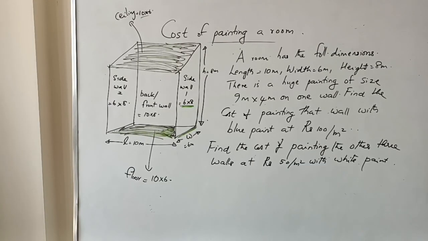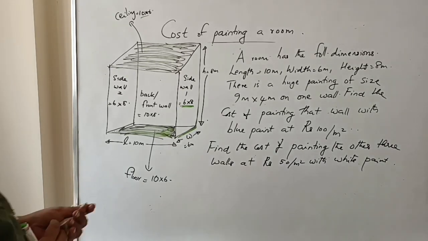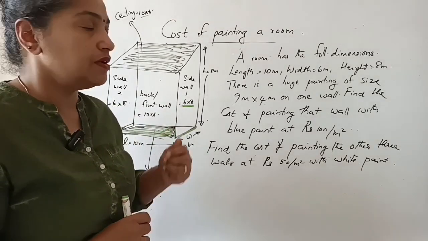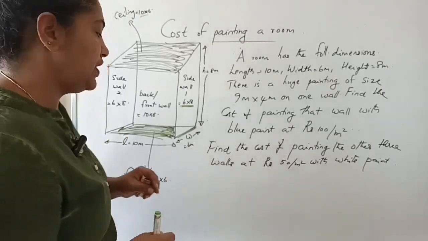Let us have a look at the sum. A room has the following dimensions. Length, width and height is given to you. There is a huge painting of size 9 meter into 4 meter on one wall. Find the cost of painting that wall with blue paint at rupees 100. Find the cost of painting the other 3 walls at rupees 50 with white paint. So I have drawn the cuboid here. Our room is in the shape of a cuboid.